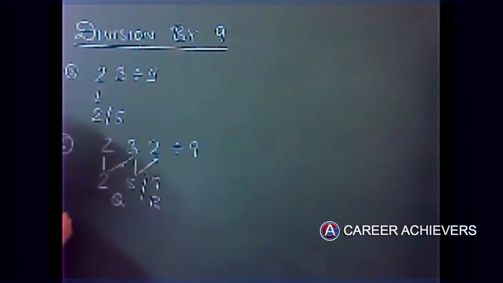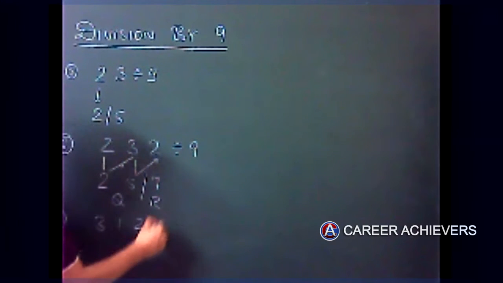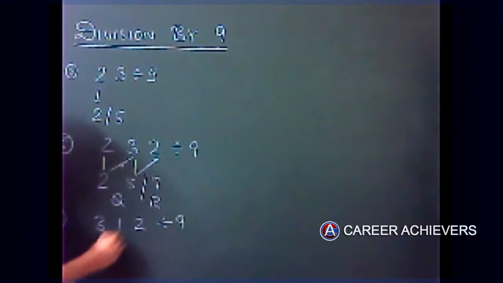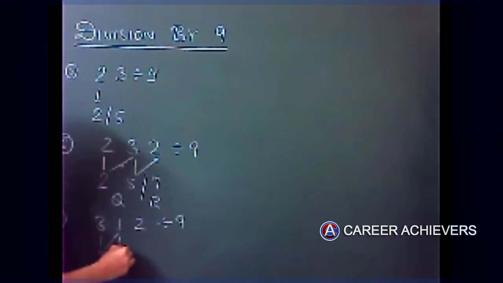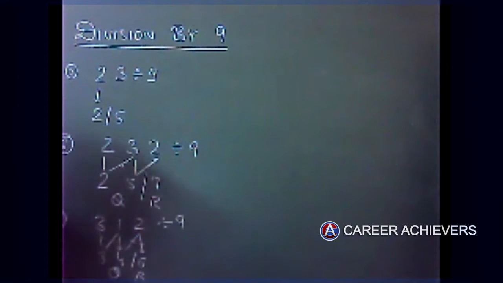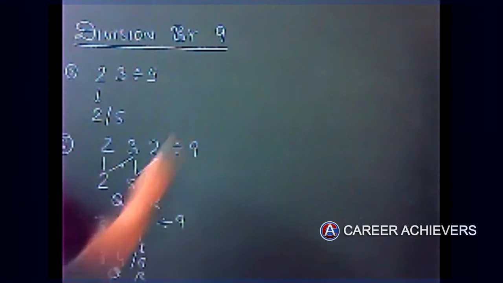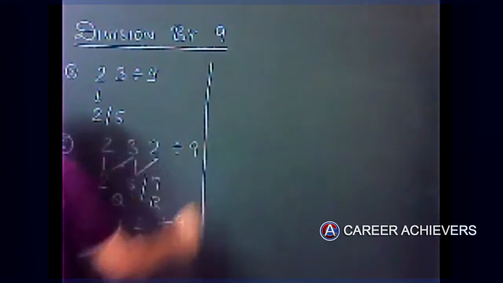Let me take more examples. 312 divided by 9. So 3, then 3 plus 1, 4, then 4 plus 2, 6. So 34 is the quotient and 6 is the remainder. Let me take more examples with some big digits.